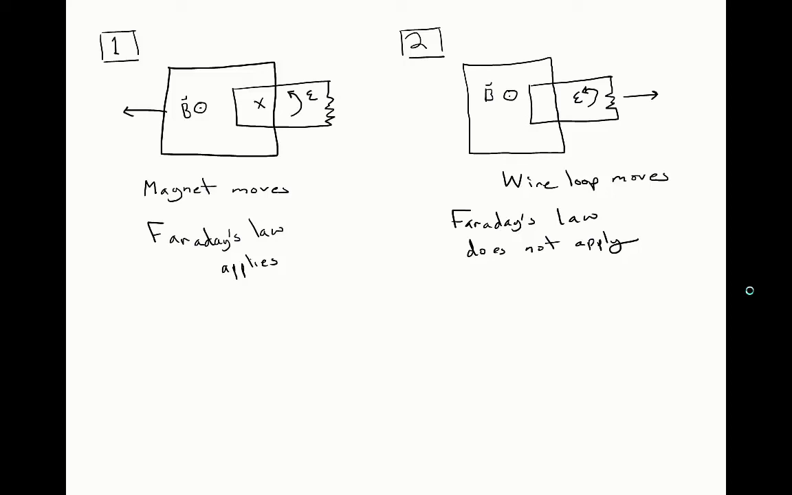The situation on the right: the magnetic field is not changing in time, we're just moving a wire loop. Faraday's law does not apply. The same thing happens. What's going on? And how can we explain both using Maxwell's equations?